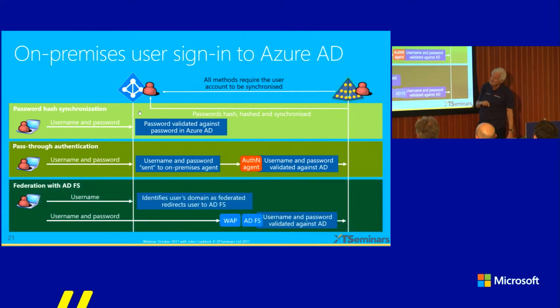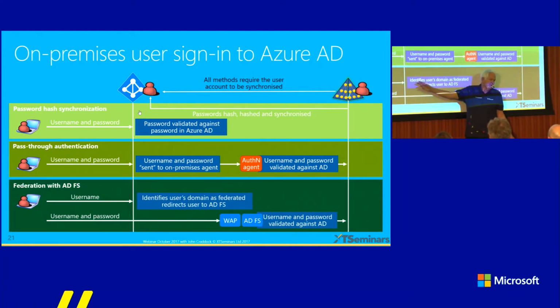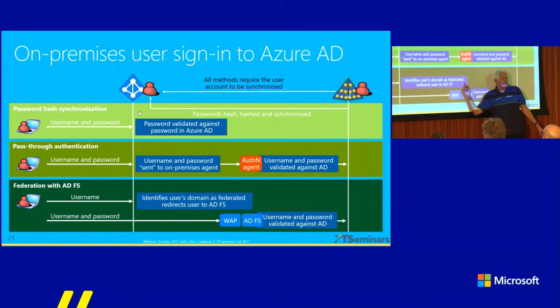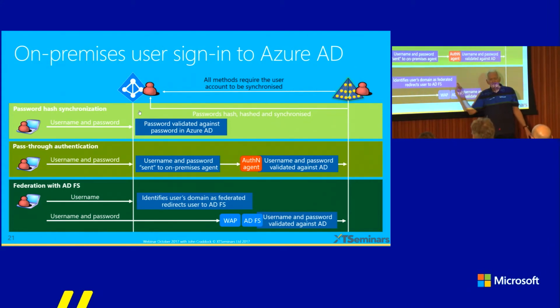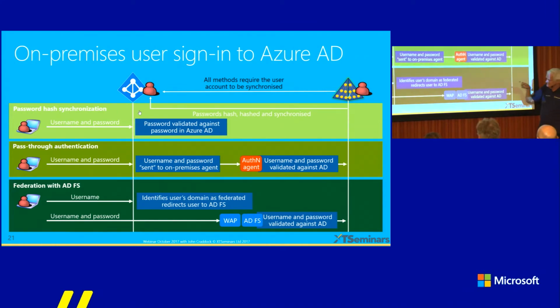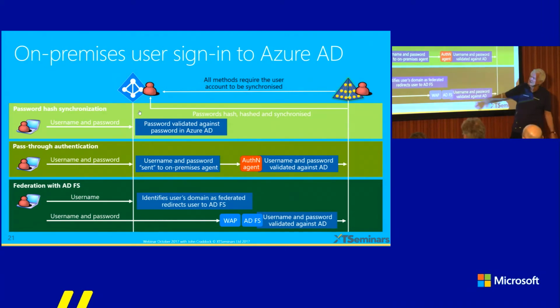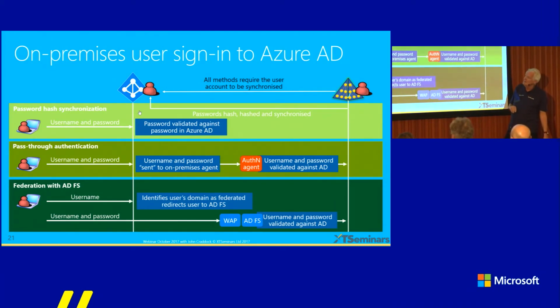And then, of course, the federation with ADFS is where we detect the fact that the user is from a federated domain, right? And of course, we're doing that with the UPN suffix. And then we send the user down to their on-prem AD. They authenticate with the on-premise AD. So those are our sort of 3 main methods.